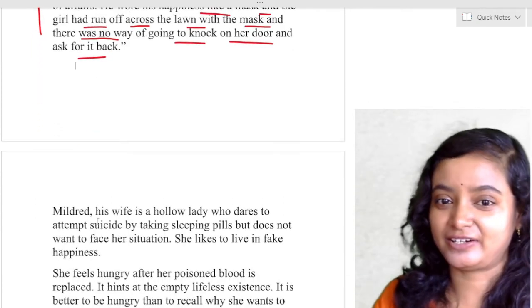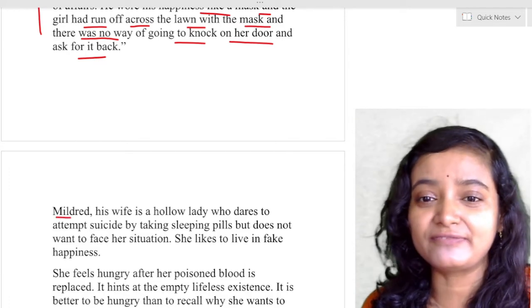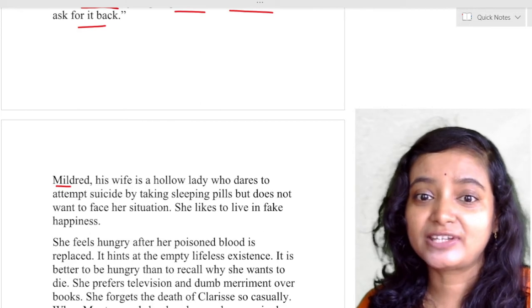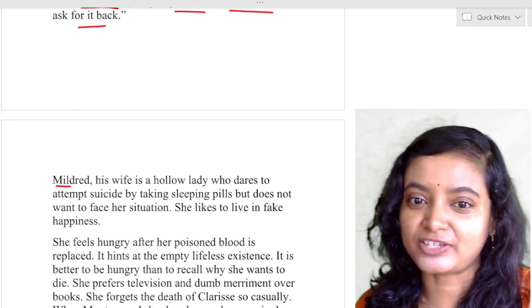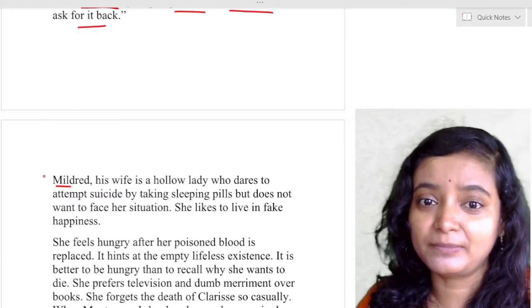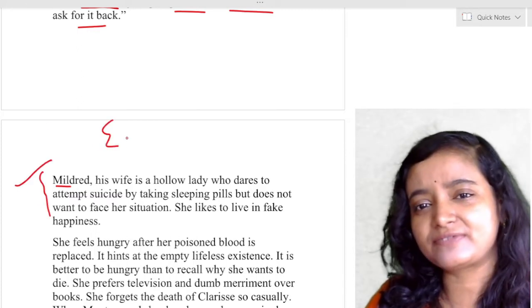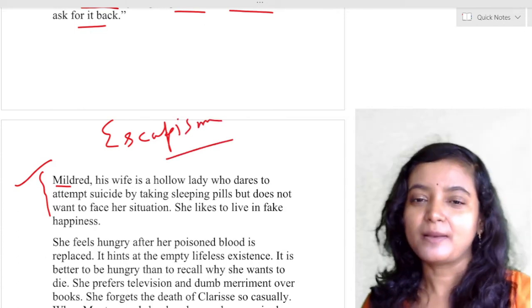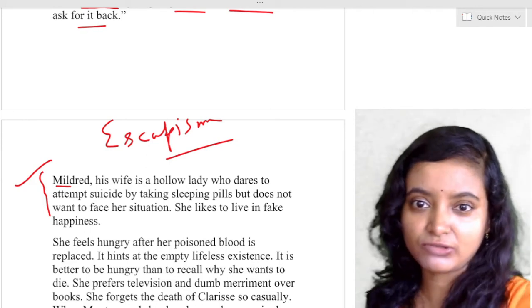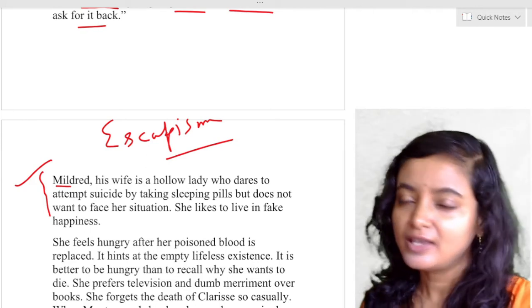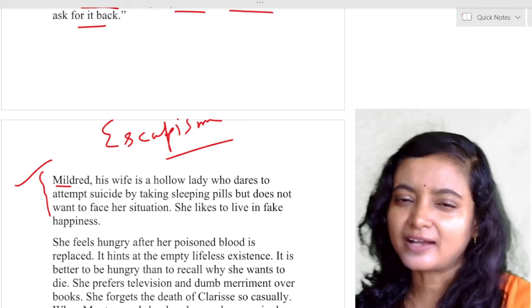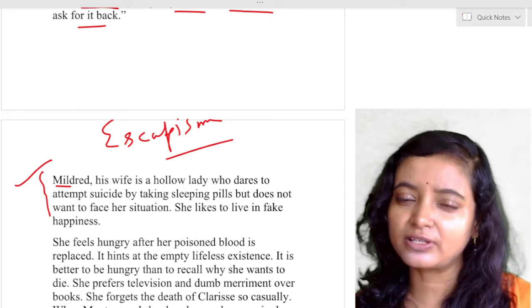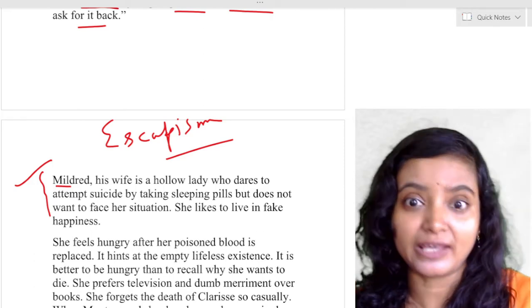So Mildred, who is Mildred? Mildred is the wife of Montag. She dares to attempt suicide by taking sleeping pills, but does not want to face the situation. Mildred just wants to escape. She believes in escapism. She again and again tries suicide, but never tries to face the situation where she is living and how to get rid of it. She never wants to rebel. She just runs, always music, always media, always TV, just wanting to make herself absorbed in something to forget everything.